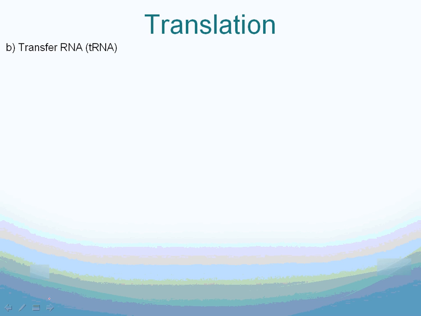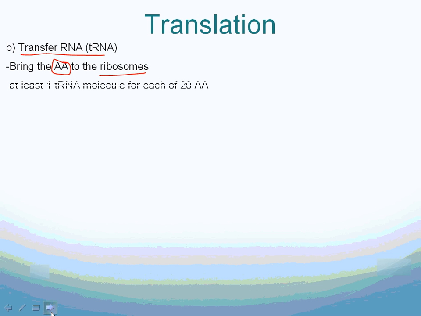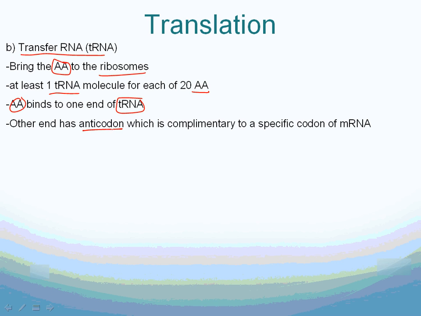Okay, what's transfer RNA? Well, we talked about mRNA, and that's going from the DNA inside the nucleus to the ribosome. But the transfer RNA has a specific function: it brings amino acids to the ribosome. So it actually is like a transport molecule. For every one of the amino acids, there's a specific tRNA molecule, and they're very specific. One end of the amino acid binds the tRNA, and the other end has something called the anticodon.